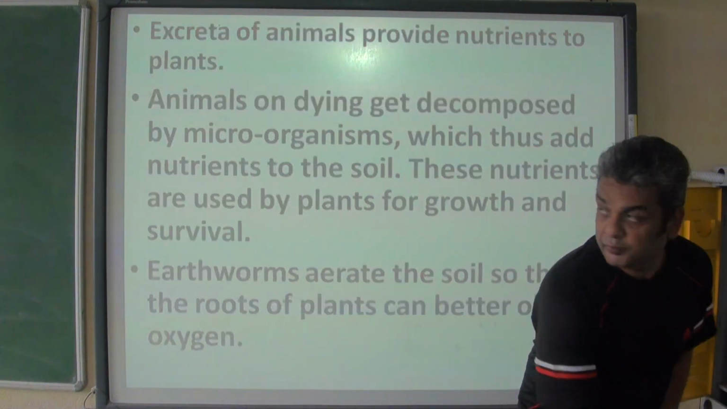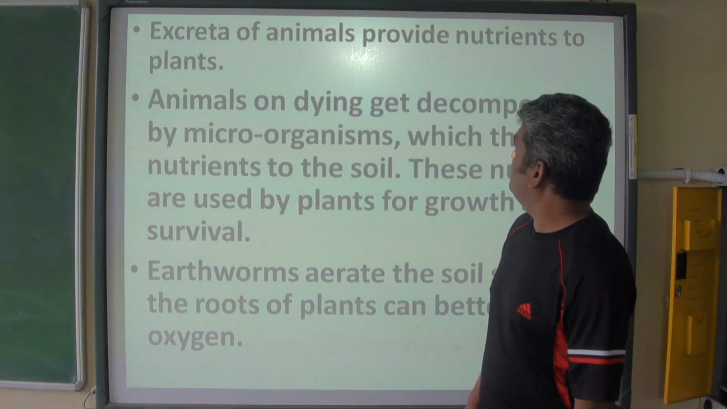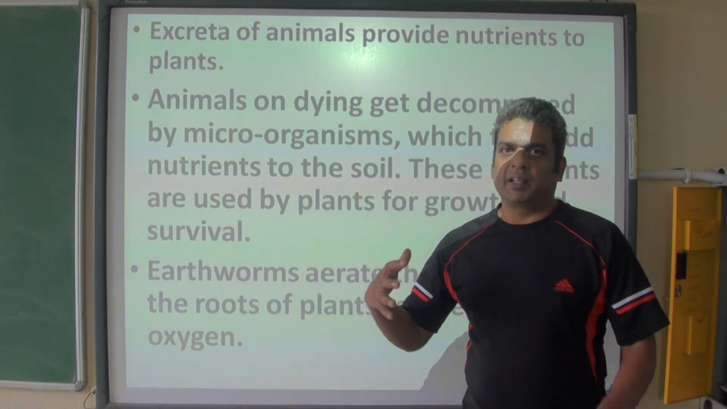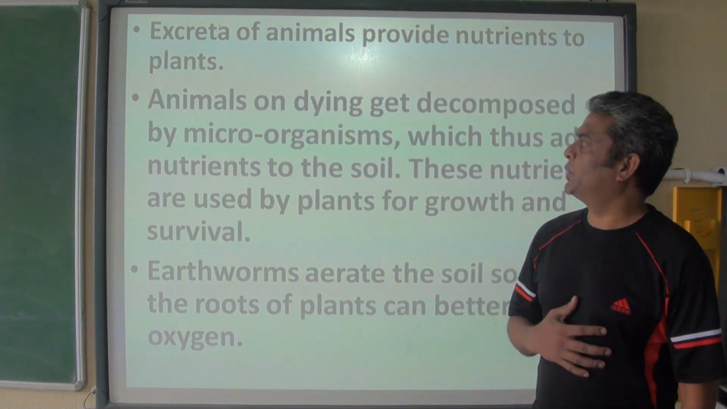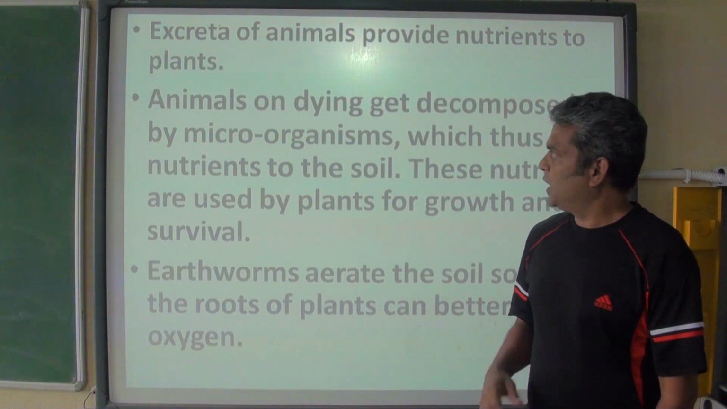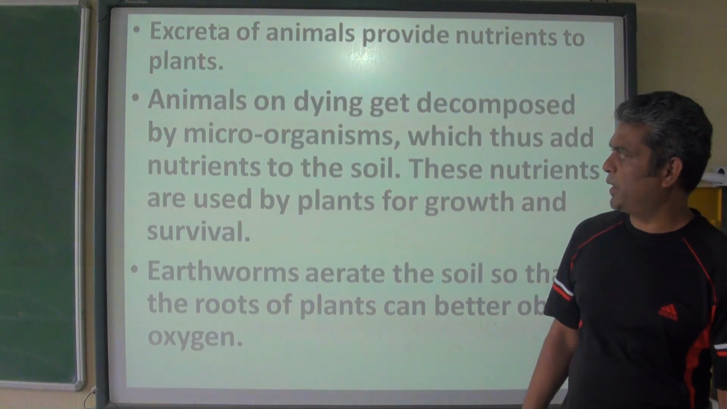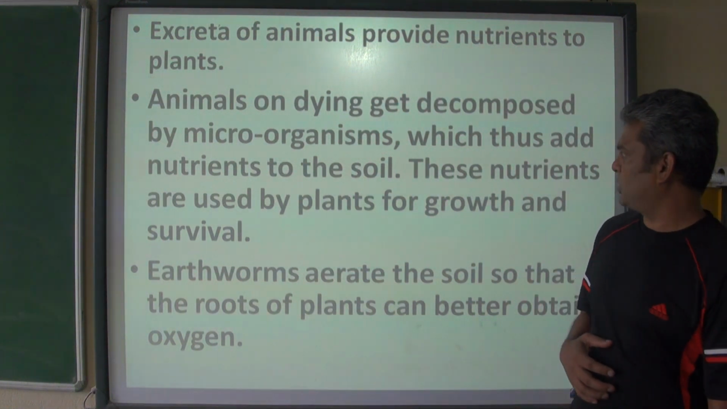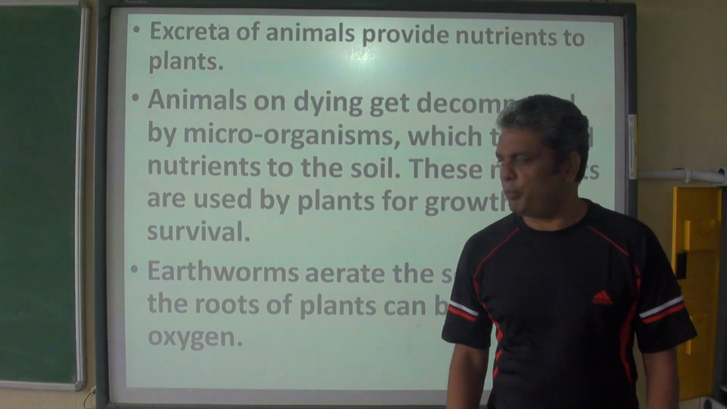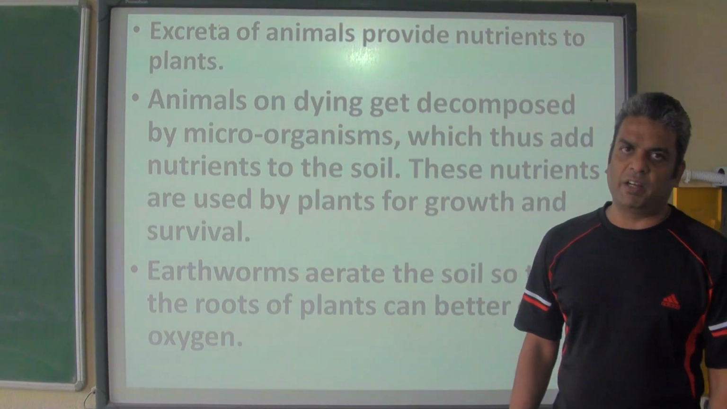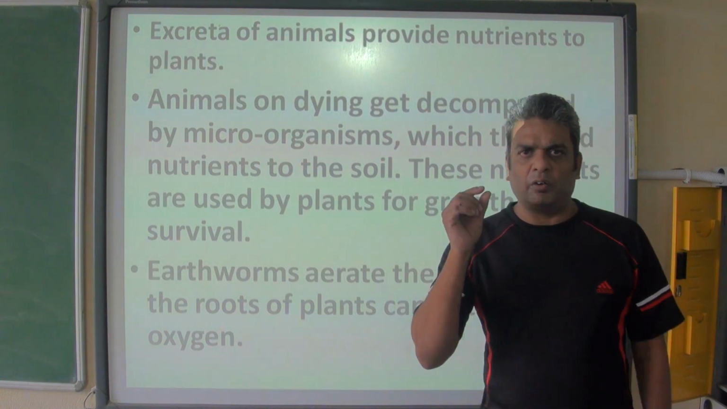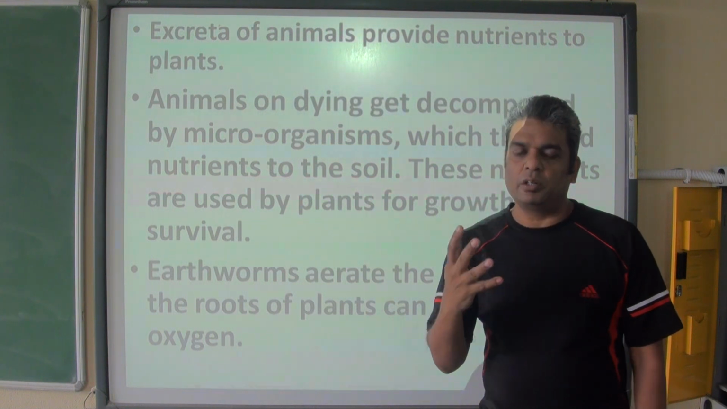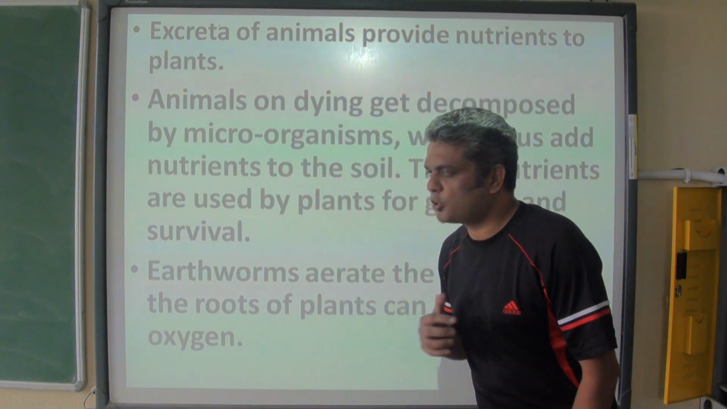Okay. Next point. Excreta of animals provide nutrients to plants. So animals' droppings, they mix with the soil and become manure for plants. Animals on dying get decomposed by microorganisms, which thus add nutrients to the soil. These nutrients are used by plants for growth and survival. Now, microorganisms are very tiny living things which cannot be seen by the eyes. You need a microscope, so that is why they are called microorganisms.